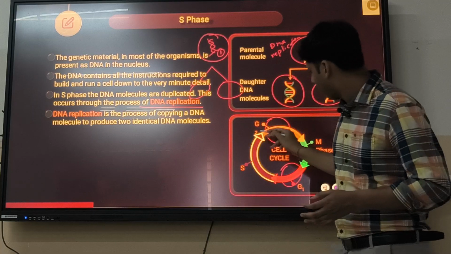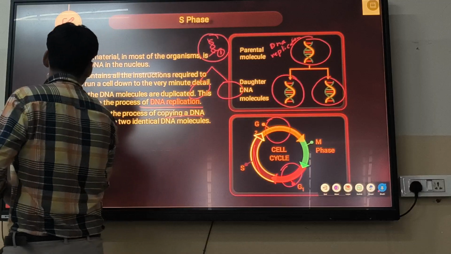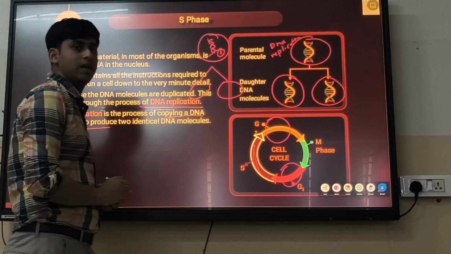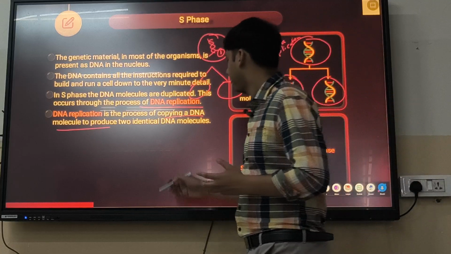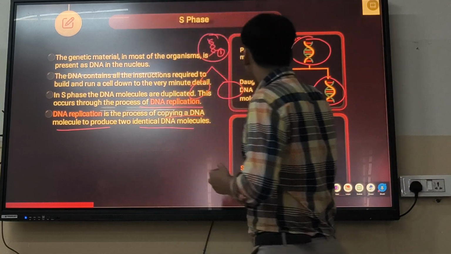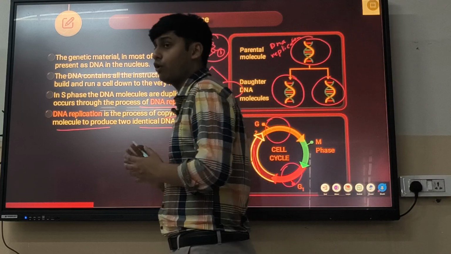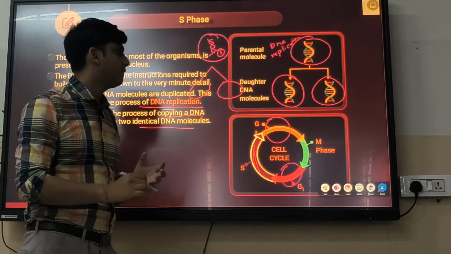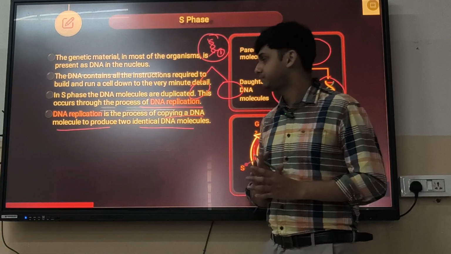Okay, the DNA replication. It is the process of copying a DNA molecule. By this process we copy the DNA molecule. Okay, and two identical, always remember that identical, we are talking about identical copies. In cell division, we will get identical copies of the DNA.